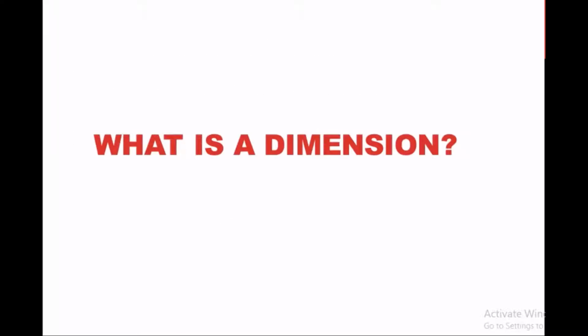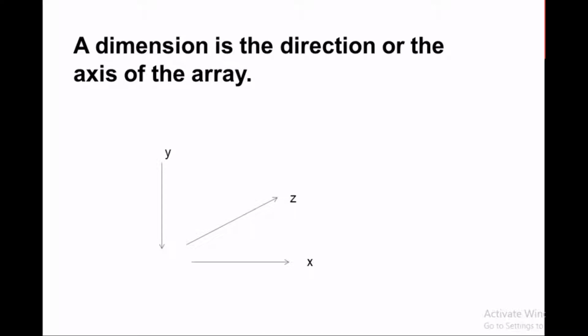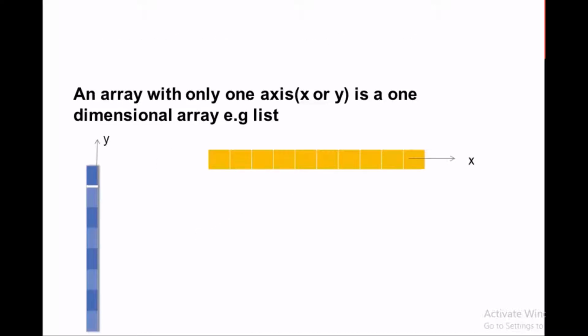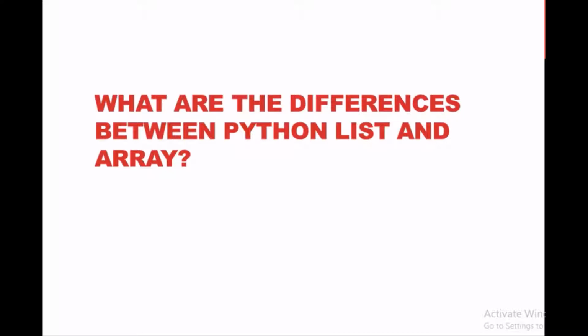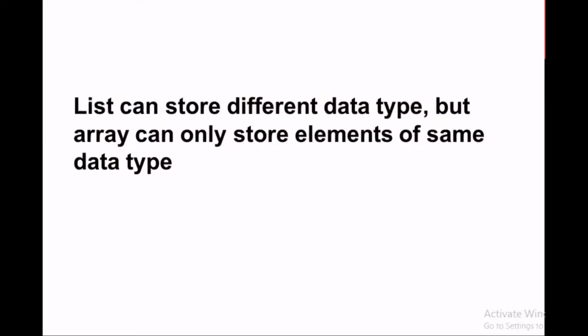What is a dimension? A dimension is the direction or the axis of the array. An array with only one axis is a one-dimensional array. Example is a list. An array with two axes is a two-dimensional array. Example is a table. What are the differences between a Python list and an array?